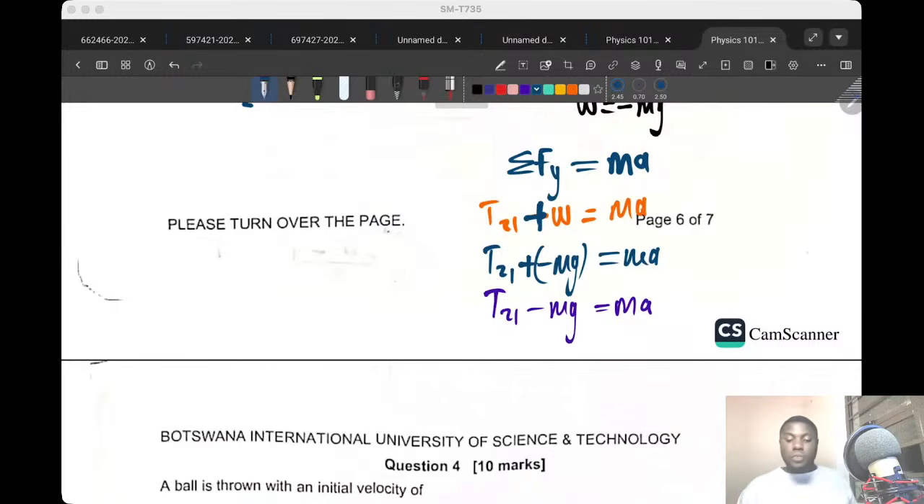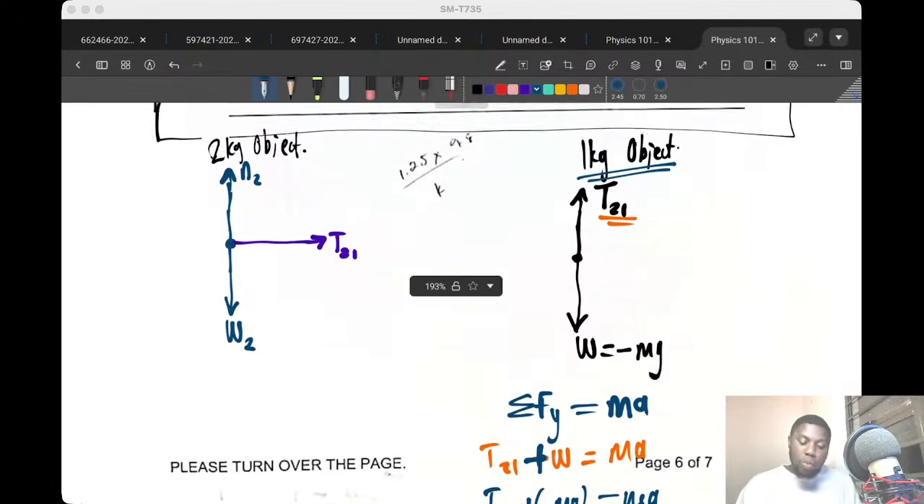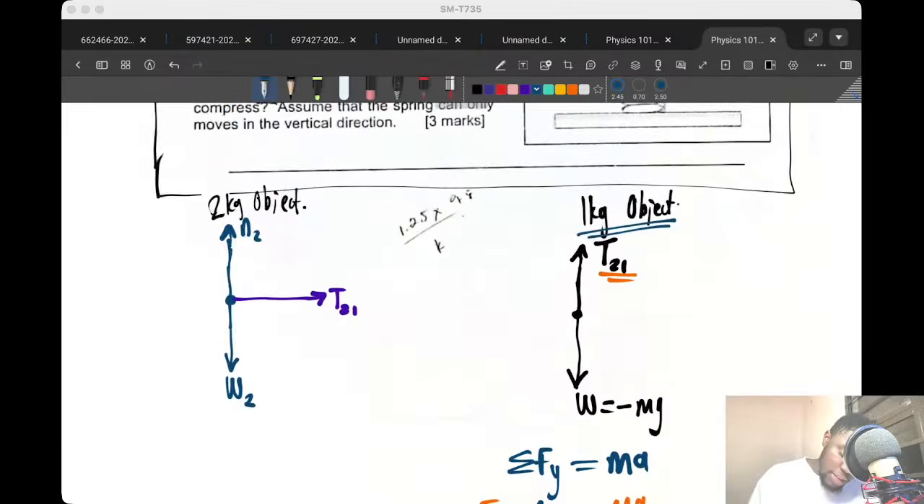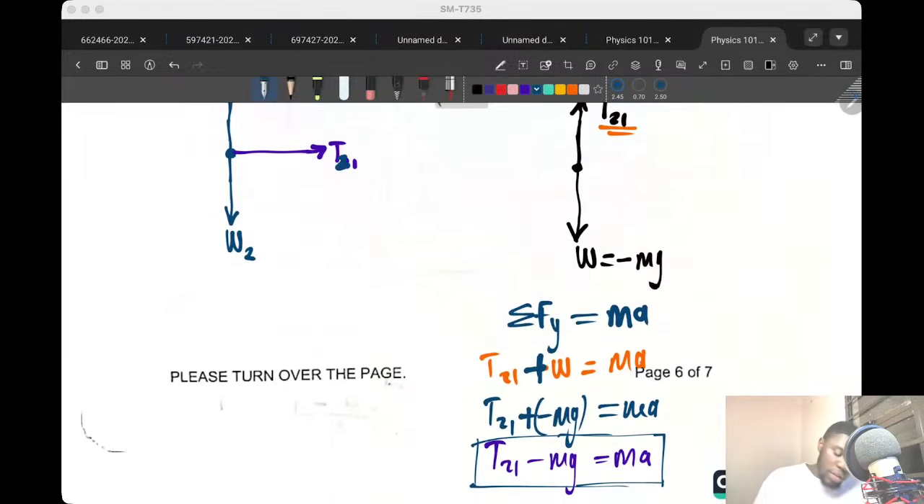Remember what they want us to find is the acceleration. We want to find what is that acceleration. In here, this acceleration. And what do we know? This acceleration is going to be the same in here as well. So now, this is the tension 2-1. You'd say the summation of forces in the x is also equal to ma. Okay? The summation of forces in the x is equal to ma. Now, what is the summation of force in the x? You have tension 2-1. This is equal to ma.